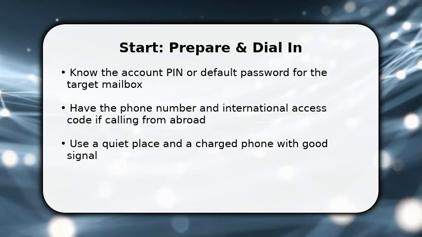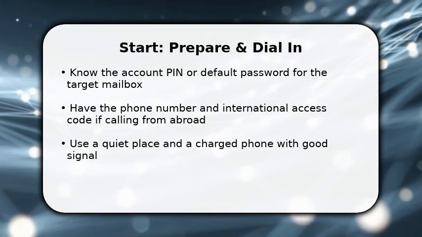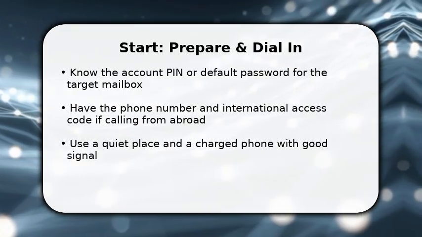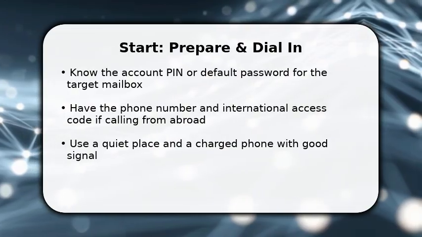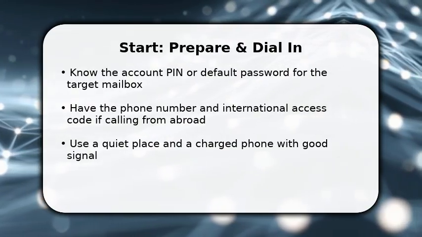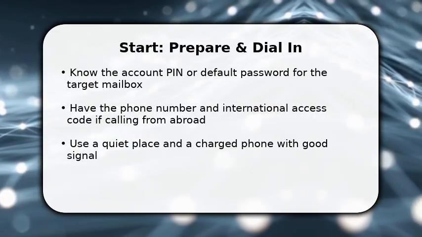You're calling another phone's voicemail right now. First, confirm you have the mailbox number and PIN. Dial the carrier's direct voicemail access or call the target number and press the voicemail key. This initiates the login. If prompted, enter the phone number of the mailbox followed by the PIN.